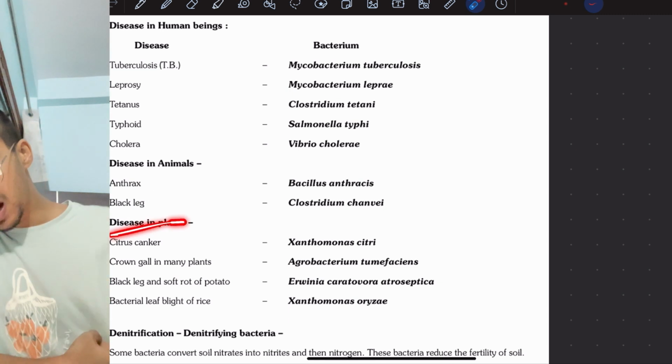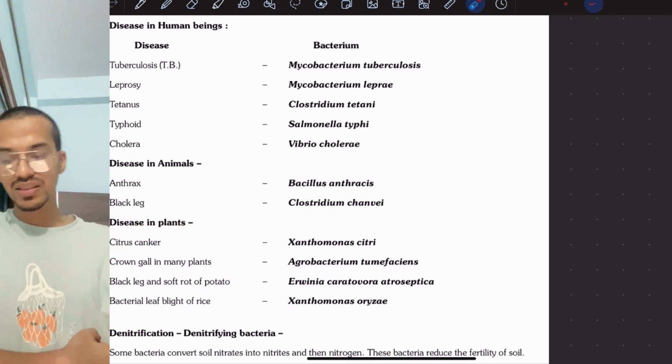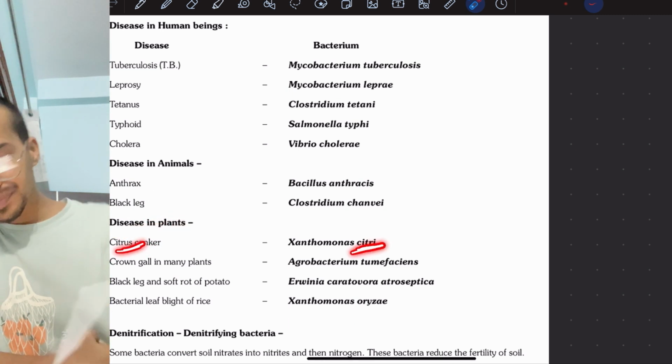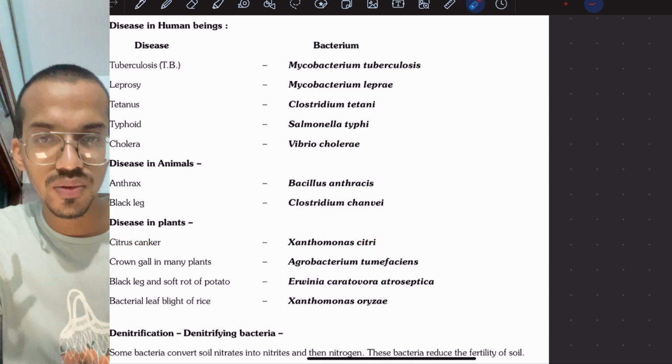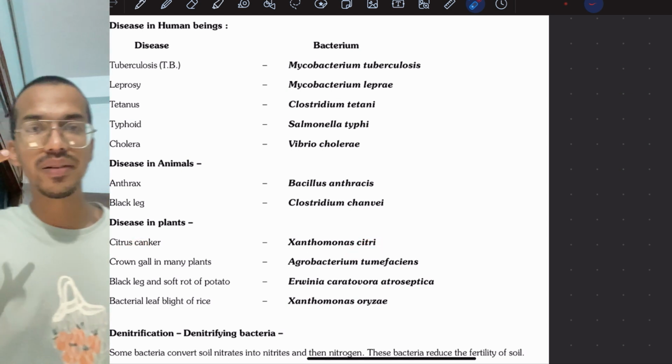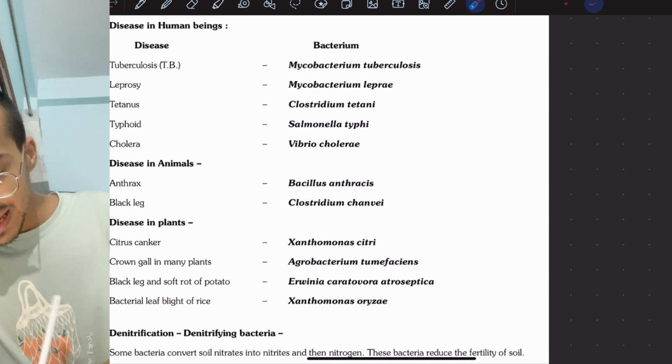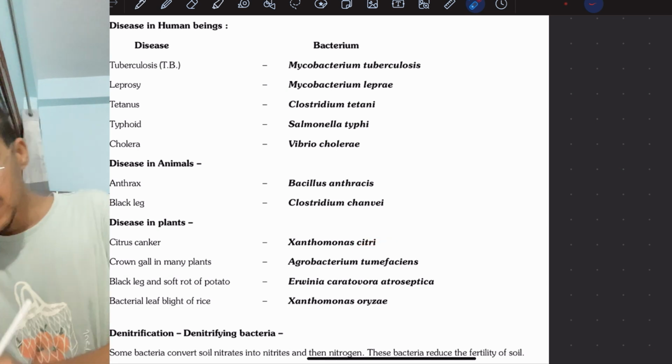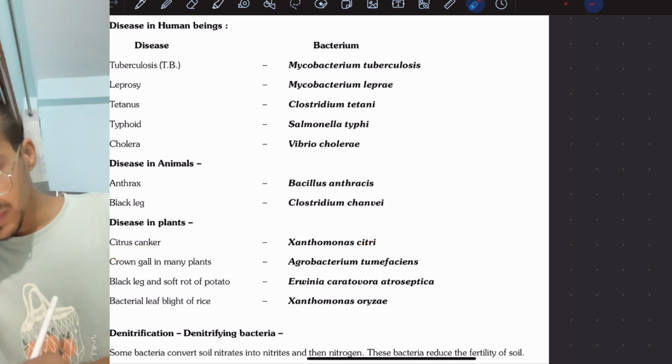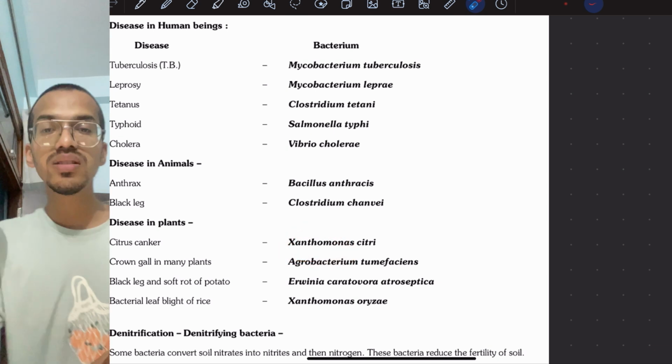Then diseases in plants. First is citrus canker. Citrus means the fruit, like orange, lemon, all of these. So citri is the bacterial species name causing citrus canker, and this is by the genus Xanthomonas.